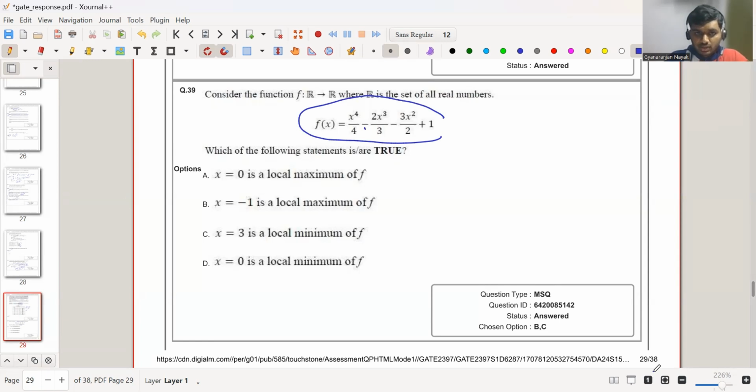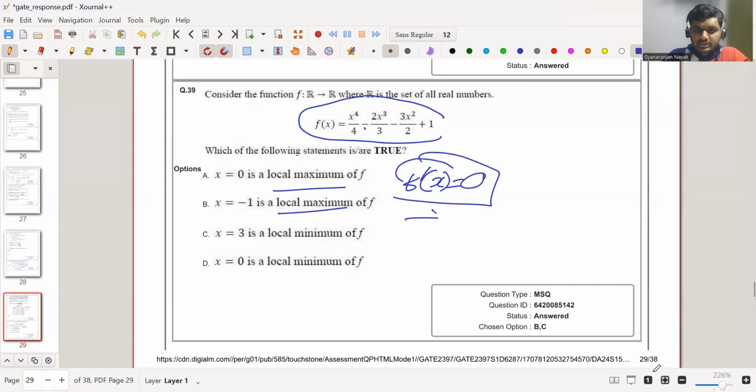So here, to find the local minima and local maxima, you first find f dash x, meaning the first derivative of the function. If you find the first derivative, then you set it equal to 0. Then you find some numbers and calculate which one is the local maximum and which one is the local minimum. So if you calculate, then your answer is C and D.